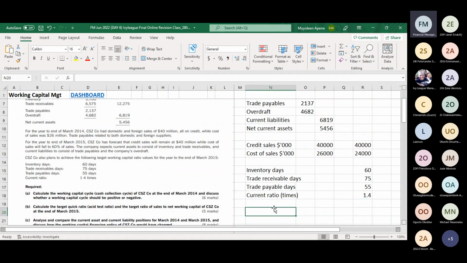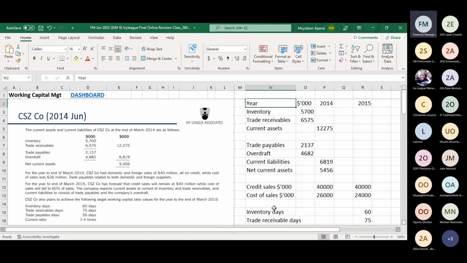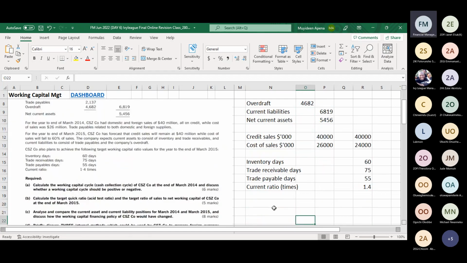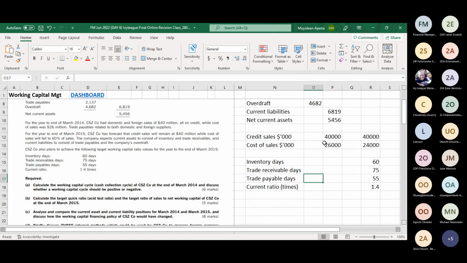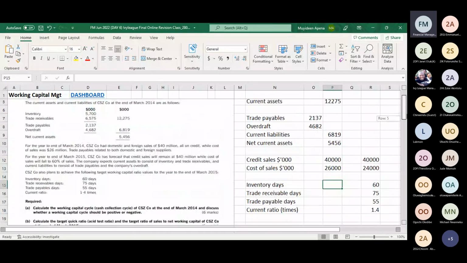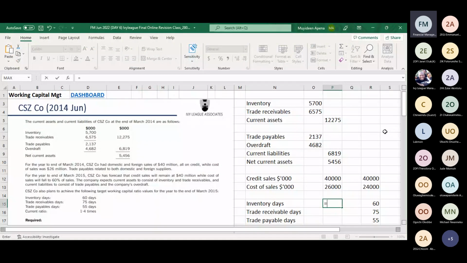So the question now says calculate the working capital cycle of CSECO at the end of March 2014. So let's look at March 2014. We have our data given to us here. So to calculate working capital cycle, what do we need to do for 2014? We need to calculate inventory days, receivable days, payable days. So to do that, for inventory days, what do we do?